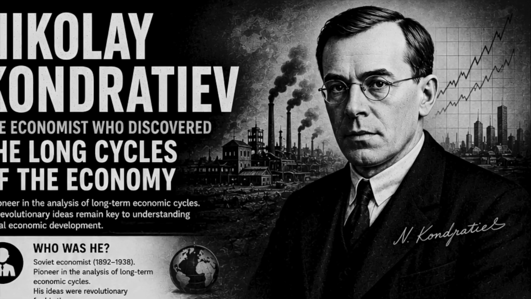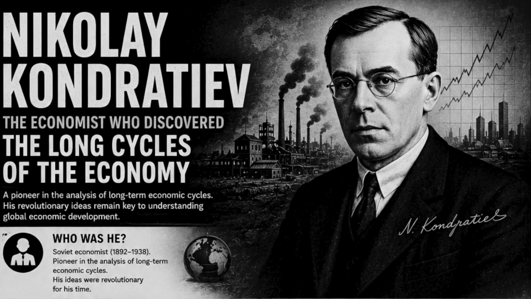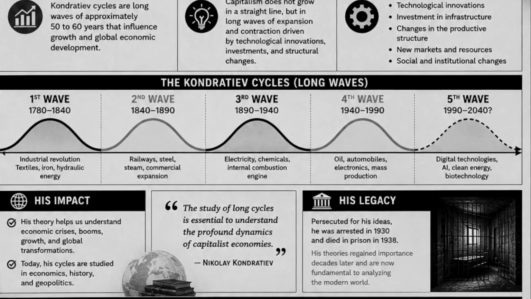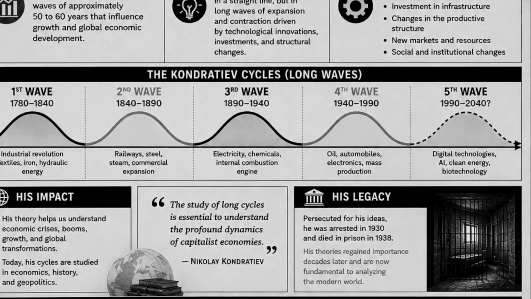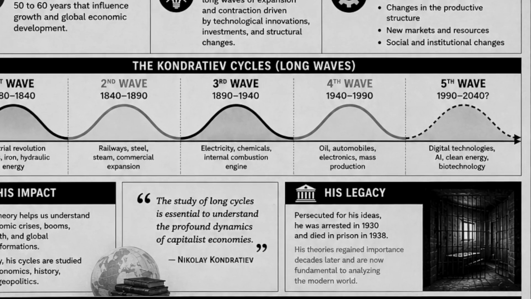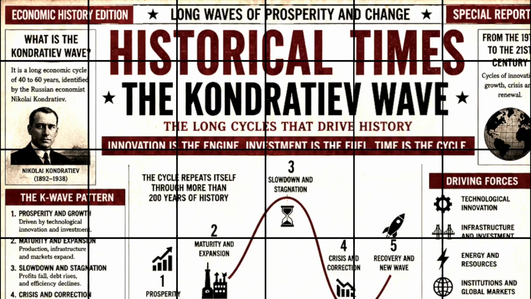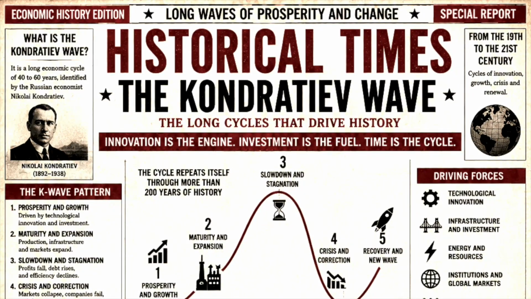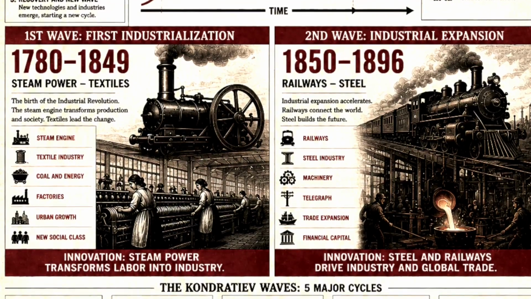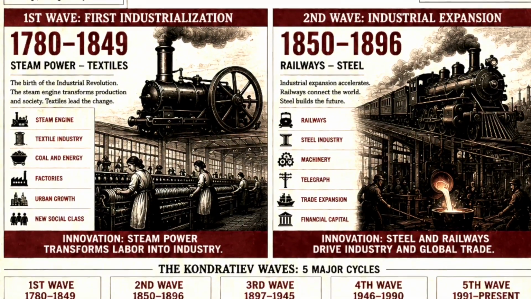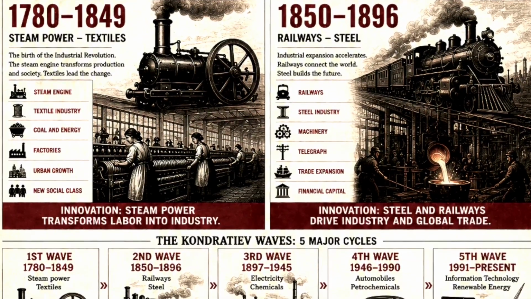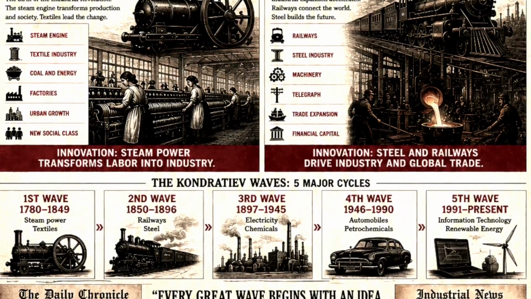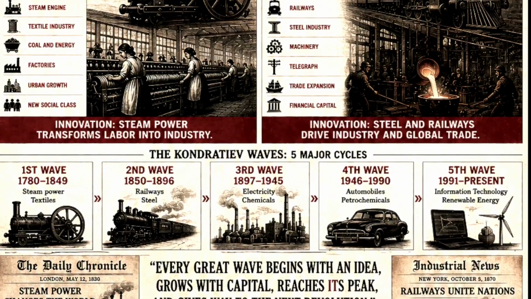3. Kondratiev long economic waves, 50 to 60 years. The Kondratiev wave is a proposed economic and technological cycle, long waves of expansion and contraction, linked to major innovations and structural change. Typical Kondratiev waves, broad estimates. 1780 to 1830, Industrial Revolution, steam and textiles. 1830 to 1880, railways and steel. 1880 to 1940, electrification and heavy industry. 1940 to 1985, scientific-technical revolution, mass production, automotive.